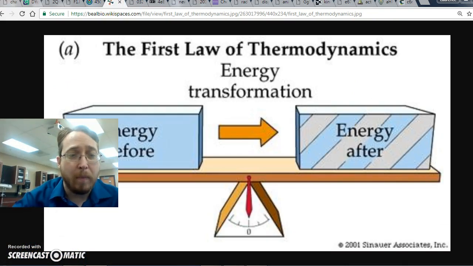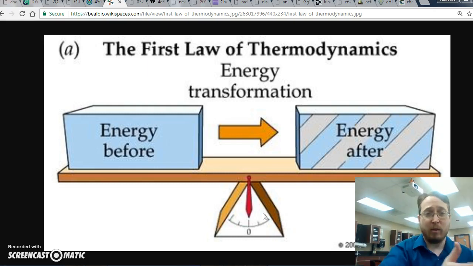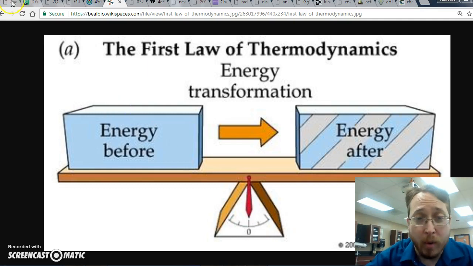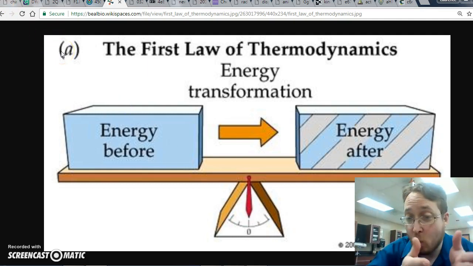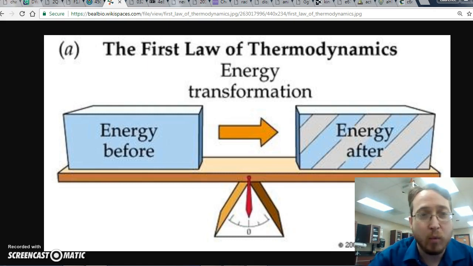So the rules about energy: the first rule is that energy cannot be created or destroyed. This is called the first law of thermodynamics. Instead of being created or destroyed, the energy is transferred. So the amount of energy you have at the beginning is the same as the amount of energy that you have at the end. You just have to keep track of where that energy went. Energy is always stored, but then when it's used or released, it goes somewhere else. So we can track that.